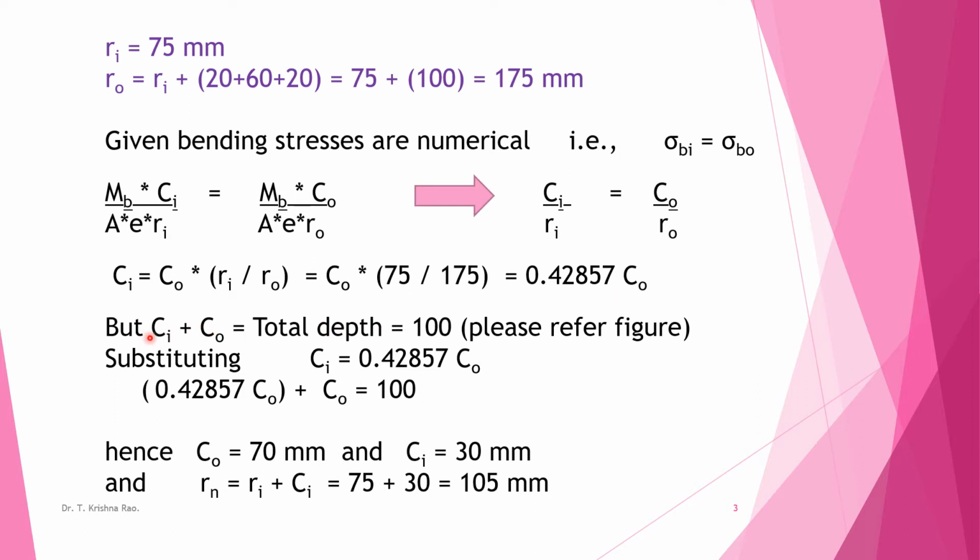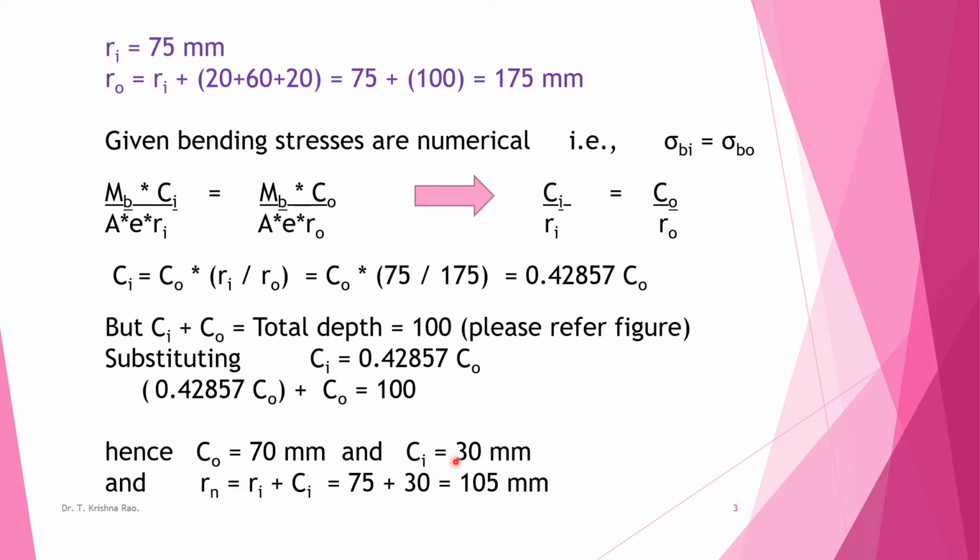Then always if you add up Ci and C naught in any problem of curved beams, Ci plus C naught should give me the total depth of the cross section. Any cross section that is given, Ci plus C naught should always give me the depth. In this problem it is given as 100 mm if you refer the figure. Substituting the Ci value in this, 0.42857 C naught plus C naught equal to 100. So we are going to get the values of C naught as 70 and Ci as 30. 100 minus C naught will give me Ci.